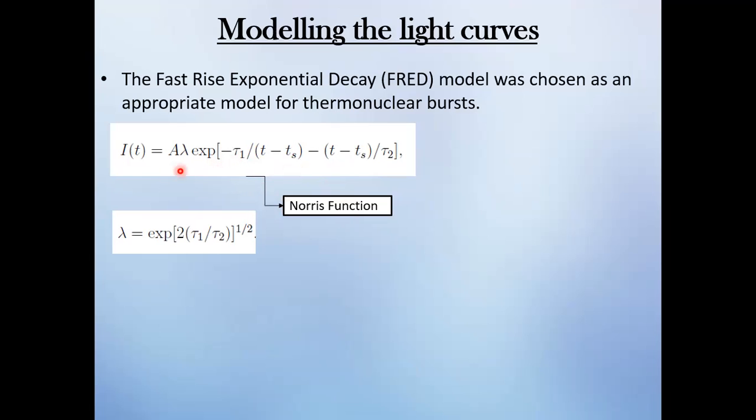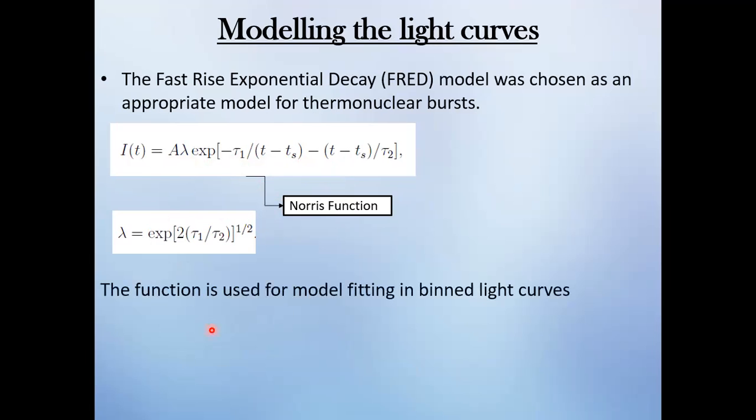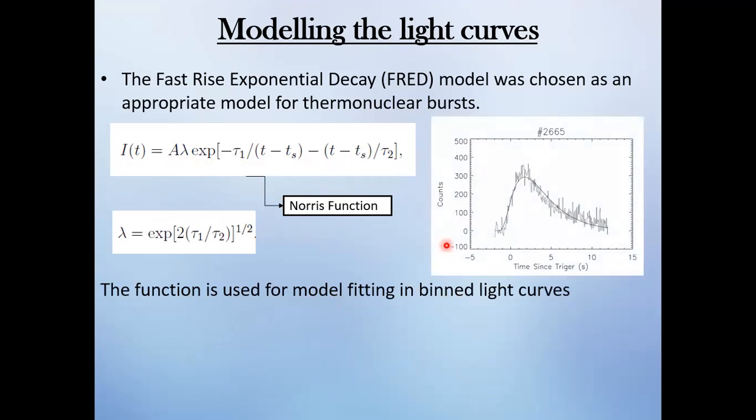Here, A is the amplitude, lambda is defined by this quantity that I've shown here, and TS is the start time of the flare. Tau 1 and tau 2 I'll describe shortly. This is the function used for modeling these binned light curves. Tau 1 and tau 2 are responsible for the rise and decay parts of the curve, so they characterize the rise and decay of the modeled curve, and this is how it looks.